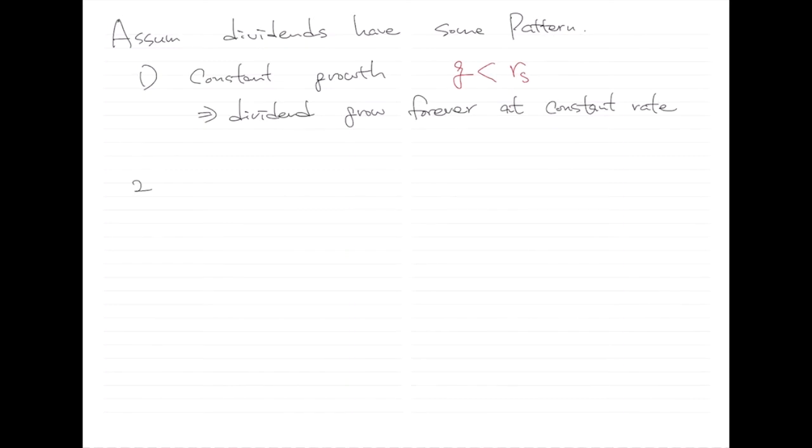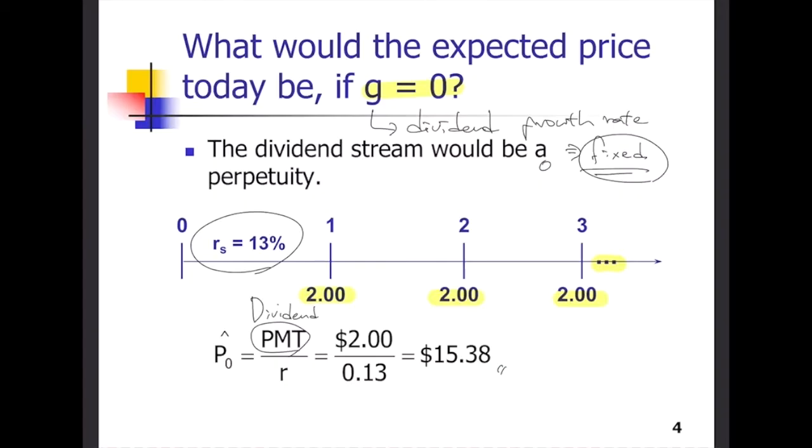And now we assume there's a non-constant growth. The first case, the dividend does not change, right? It means G equals 0. Very strict assumption, right? What is this? Do you remember? Here, we already calculated G equal to 0. We call this preferred stock.